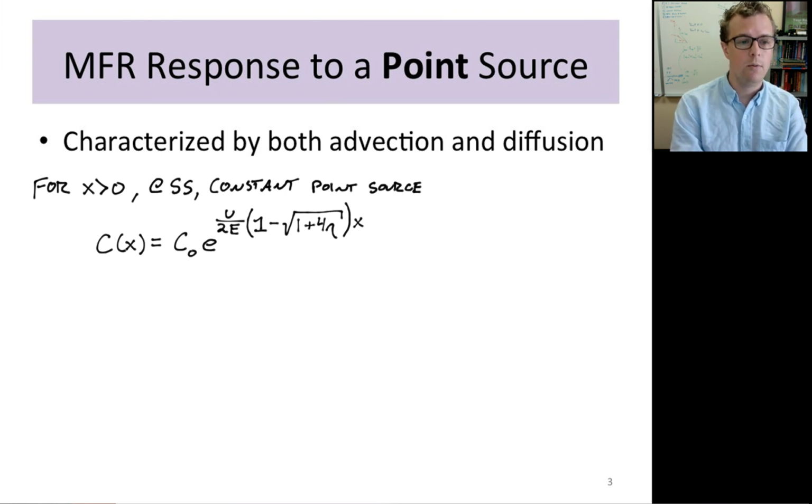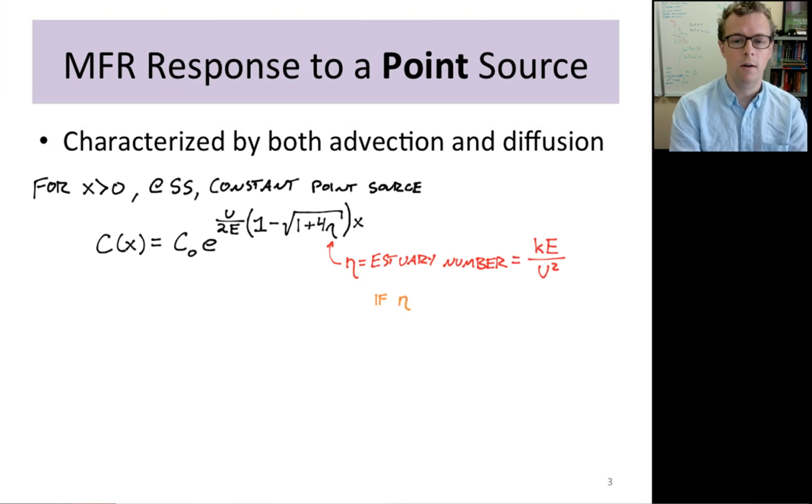Now, it looks something like our previous general solution. We've got that C naught, or the concentration at the well-mixed point, times e to the u over 2E, so you see velocity and dispersion showing up there. Times the quantity 1 minus the square root of 1 plus 4 times nu, and then an x. So that's a lowercase nu, looks like a squiggly n, and that's what we call an estuary number. Estuary number is calculated as that first order reaction rate coefficient k times our dispersion coefficient divided by velocity squared.